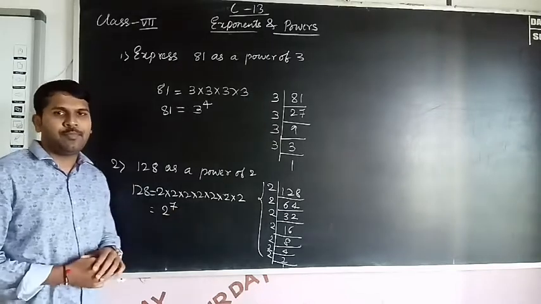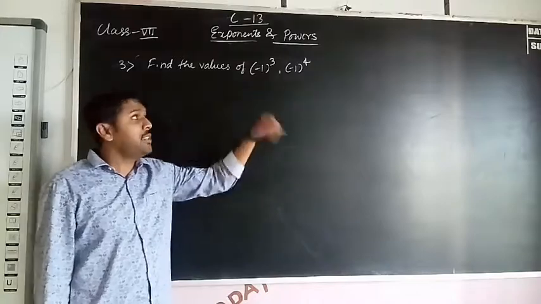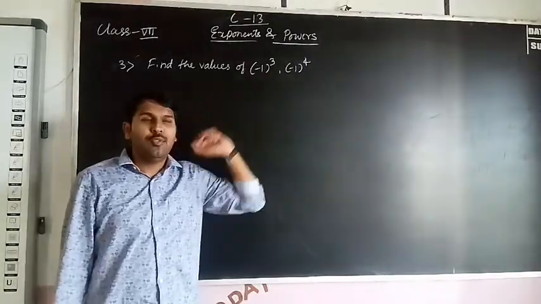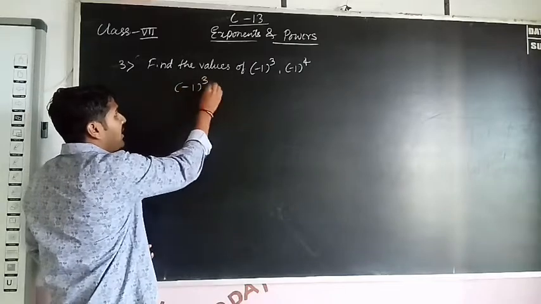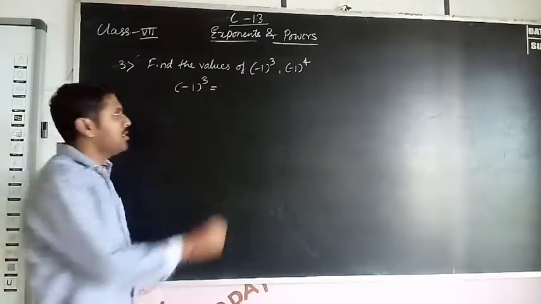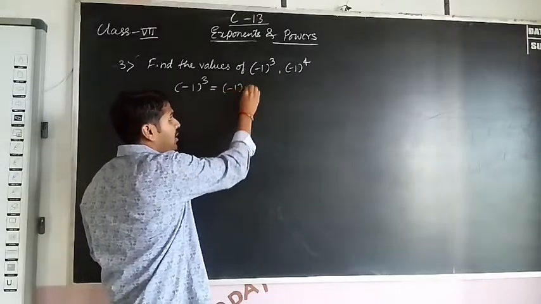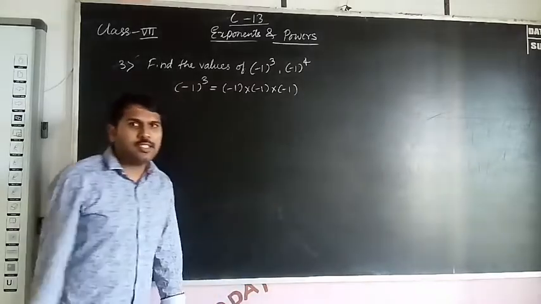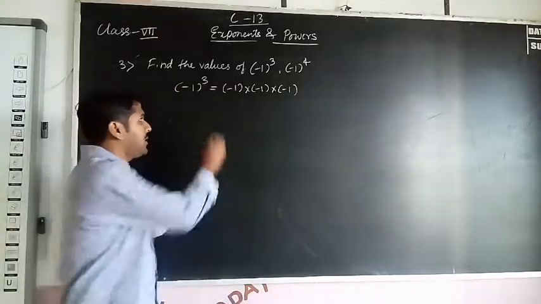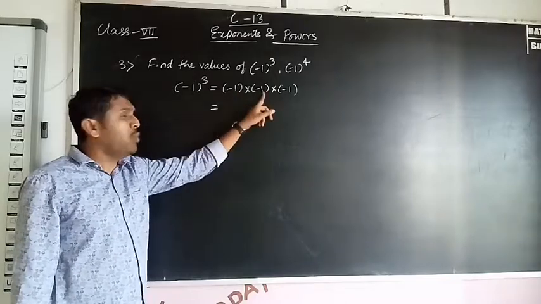Let's take the example. Find the values of minus 1 raised to 3 and minus 1 raised to 4. First one, minus 1 raised to 3. Write down, minus 1 how many times? 3 times. So minus 1 into minus 1 into minus 1. This is the way of writing the numbers. Next, minus into minus is plus, 1 into 1 is 1 only.